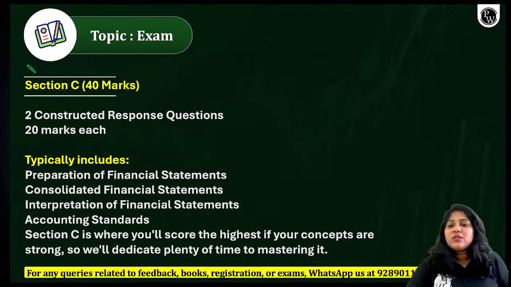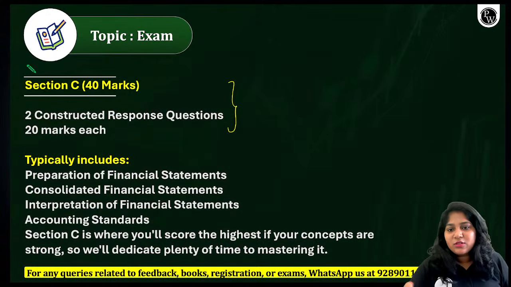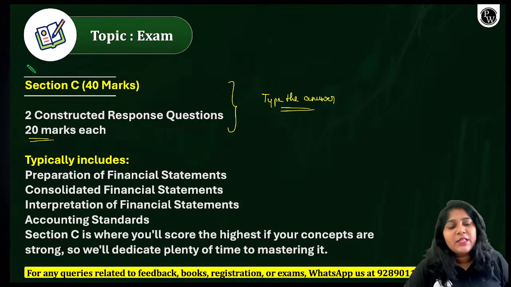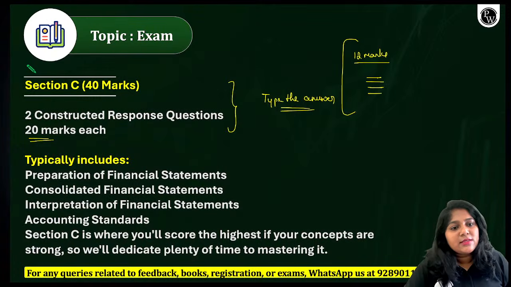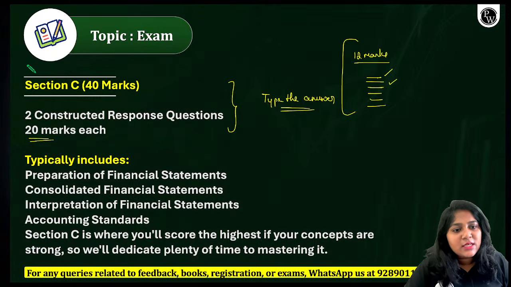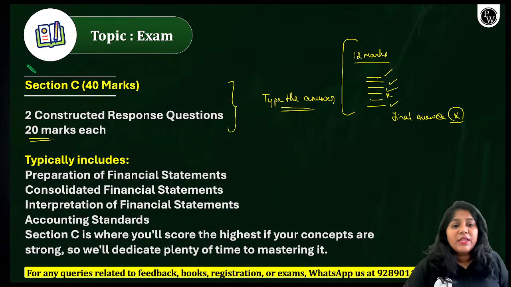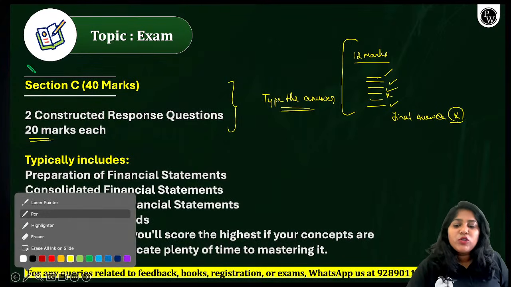Okay. So in section C, we will have 2 constructed response questions, each worth 20 marks, where you have to type the answer. So keep it in mind. What do I mean by typing the answer? For example, they will ask a question for 12 marks, assume. So you go ahead and write the answers. Let's say this is correct, this is correct, this is correct, this is wrong, and this is correct. And your final answer is wrong, because if you make one step wrong, the final answer is wrong. Does that mean the total 12 marks is gone?